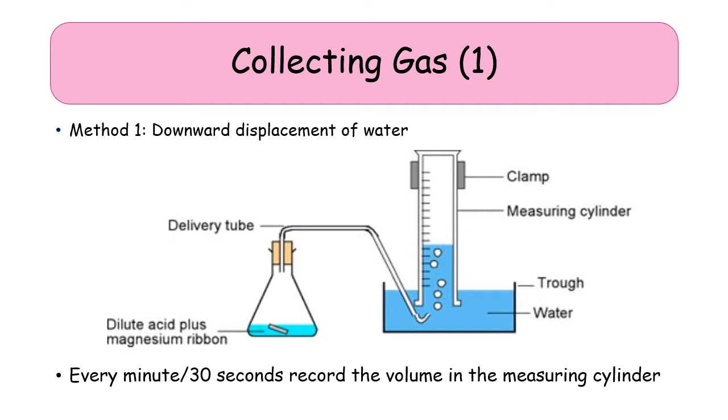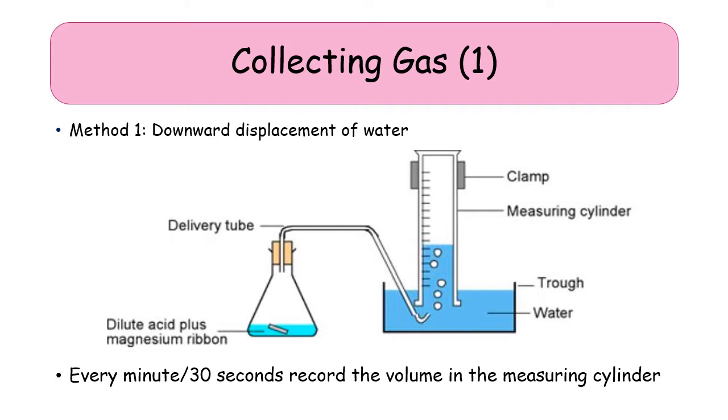So you have your reaction on the right hand side. It is completely sealed except for a tube, which then goes into a basin of water, and on that basin of water you have a filled measuring cylinder, and the gas, as it's produced, bubbles up, pushes the water down, and you can use the scale on the measuring cylinder to say how much gas has been produced.